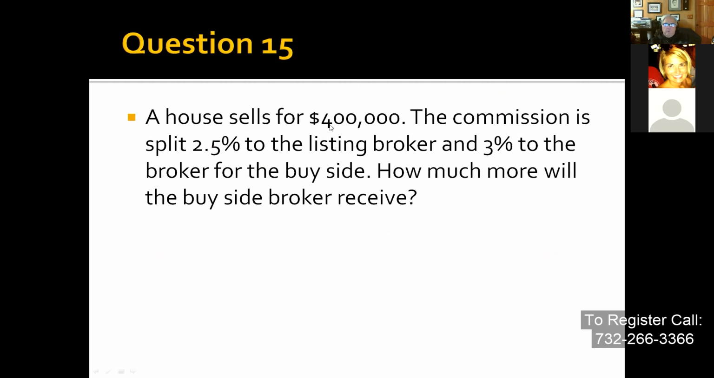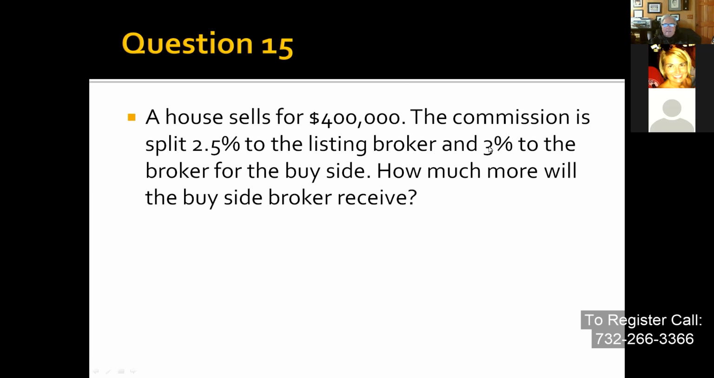A house sells for $400,000. The commission is split 2.5% to the listing side and 3% to the buy side. That means the total commission was going to be 5.5%. How much more will the buy side broker receive? Because he's getting 3%. The other side's getting 2.5. So we would look at 400,000 times 2.5%. That's how much the listing is getting. And then we would look at 400,000 times 3%. That's how much the buy side was getting.